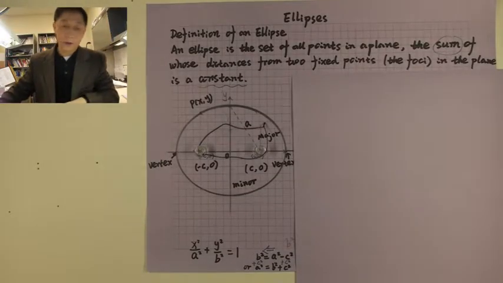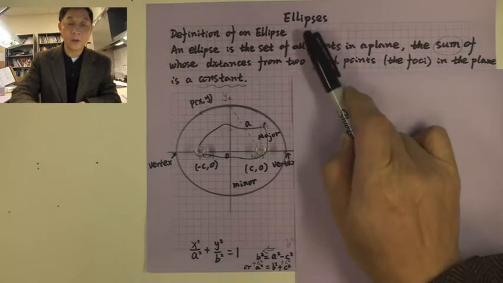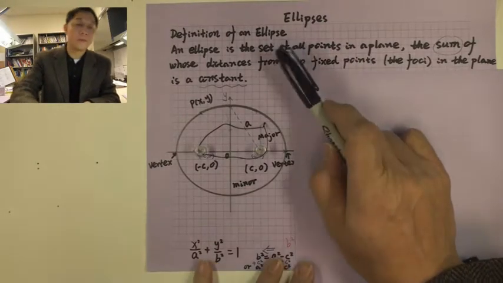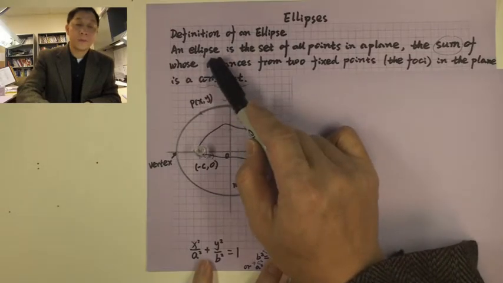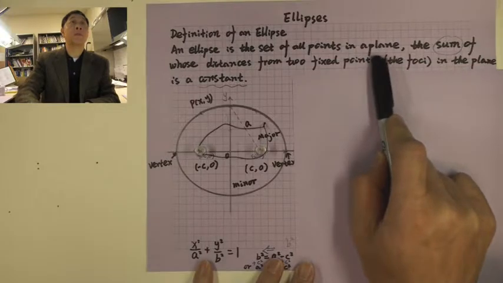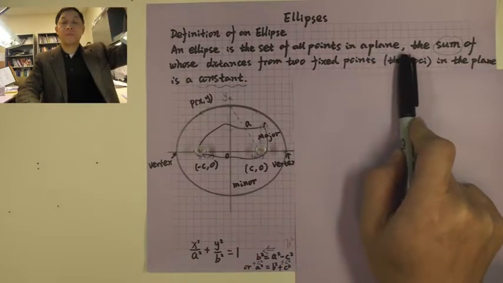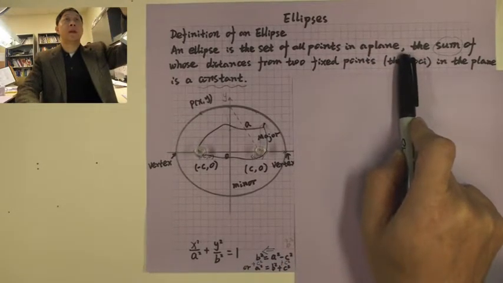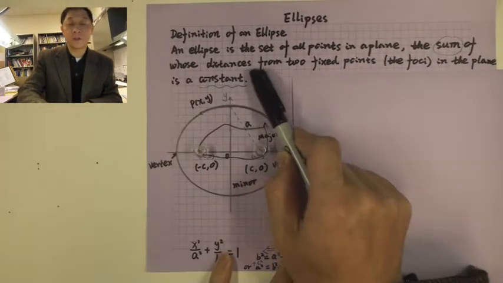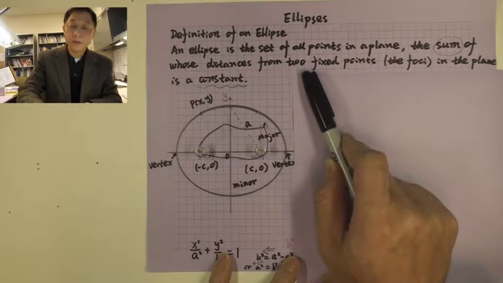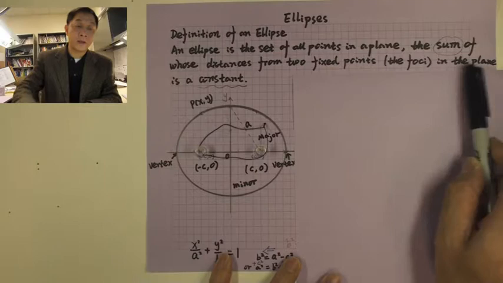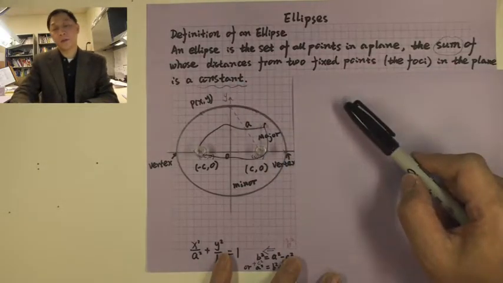In this lecture, we'll talk about definitions of ellipse. An ellipse is the set of all points in a plane that the sum of whose distances from two fixed points in the plane is a constant.